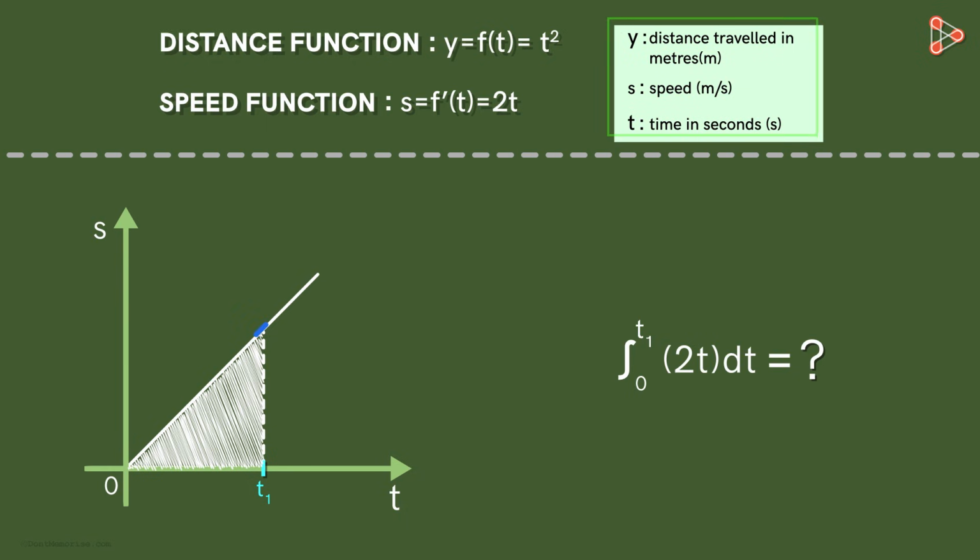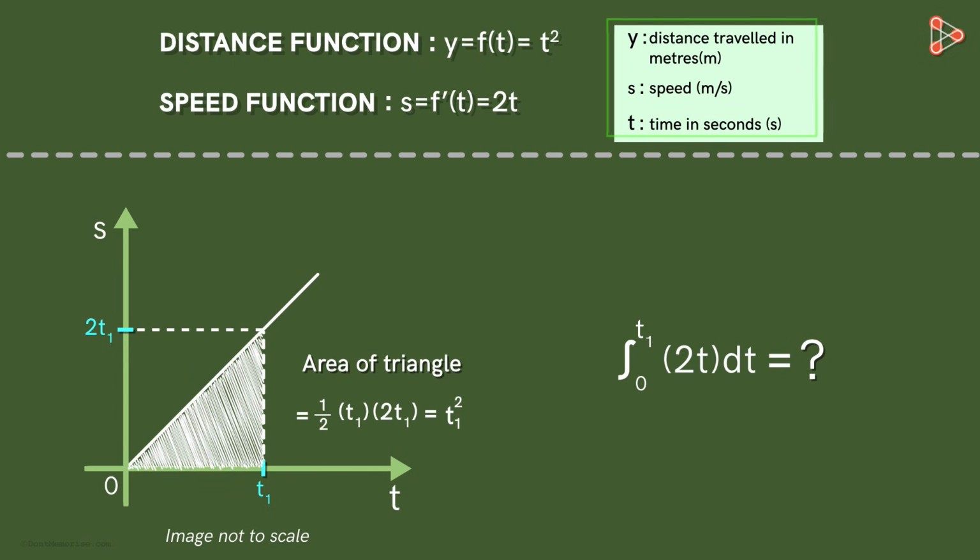But since this is a triangle, we don't even have to use integration here. Notice that at t1, the value of this function is equal to 2 times t1. So the base of this triangle will be equal to t1 and its height will be equal to 2 times t1. So the area of this triangle will be equal to t1 squared. So we get that this integral from 0 to t1 is equal to t1 squared.